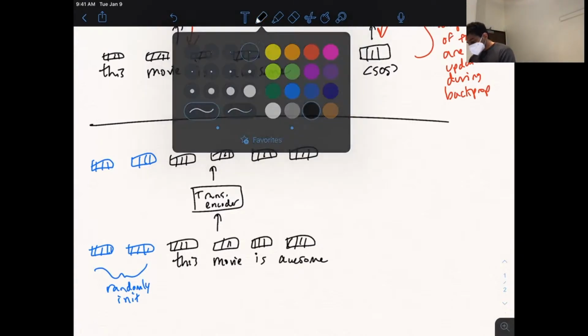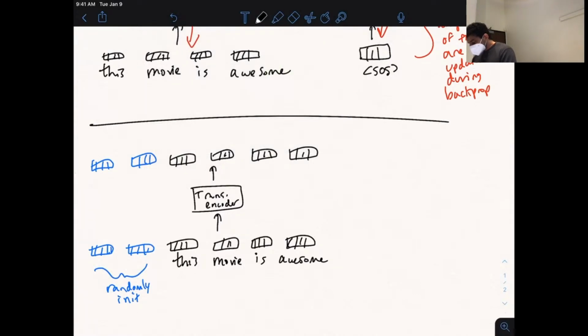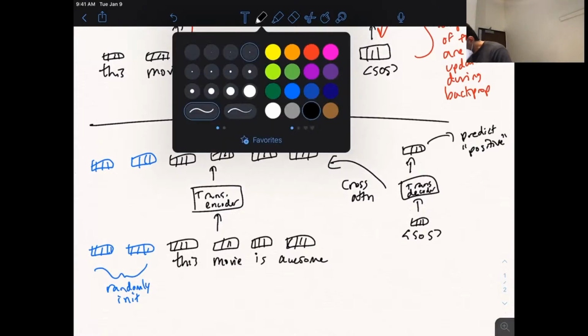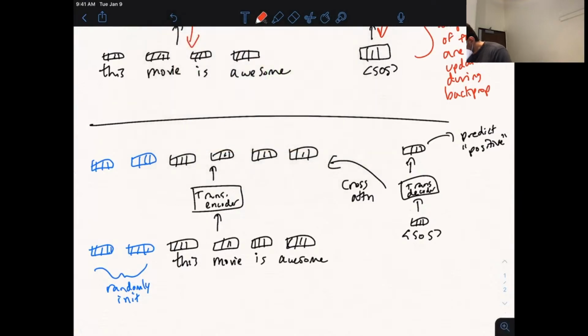Then our decoder proceeds as usual. We have the start of sequence token. It gets passed to the decoder. And we have a vector which we're predicting positive from. And our decoder is attached to our encoder via cross attention. So now, when we're doing backprop, we're going to do something a little different.